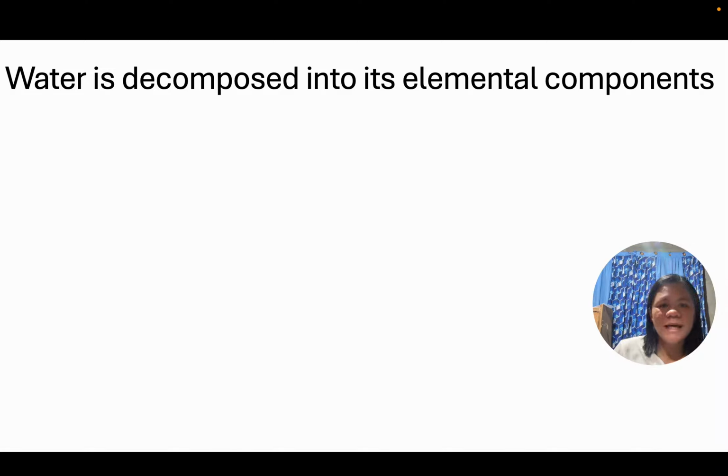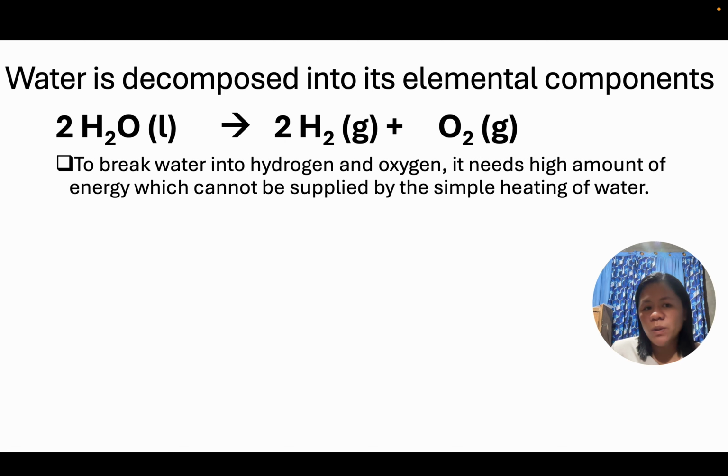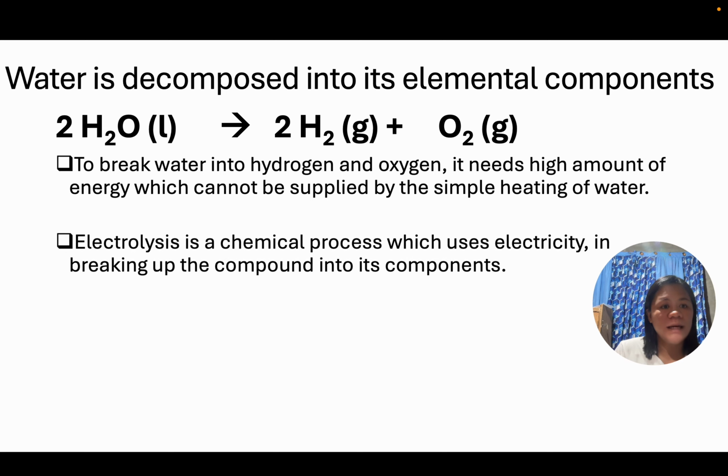Water is decomposed into its elemental components. So we have here two molecules of water as our reactant, and our products are two hydrogen and an oxygen. To break water into hydrogen and oxygen, it needs a high amount of energy which cannot be supplied by the simple heating of water. When you boil water, it just turns into gas, but we cannot really separate the hydrogen and oxygen. So the process in order for us to separate the hydrogen and oxygen is called electrolysis.